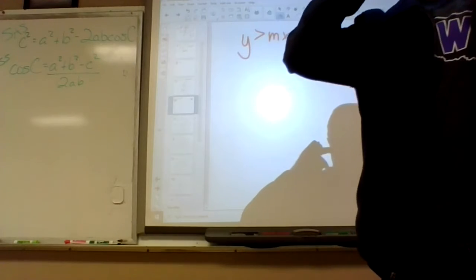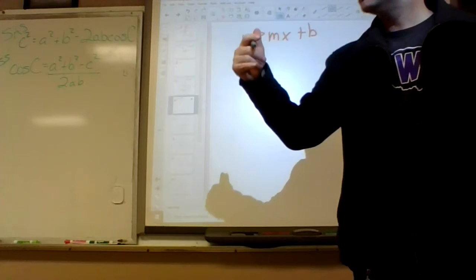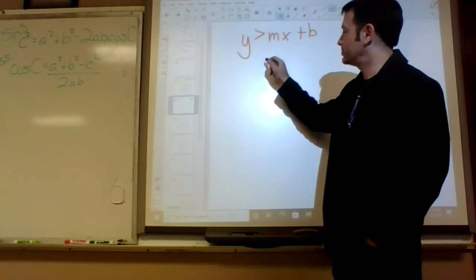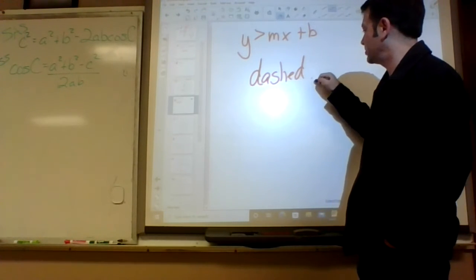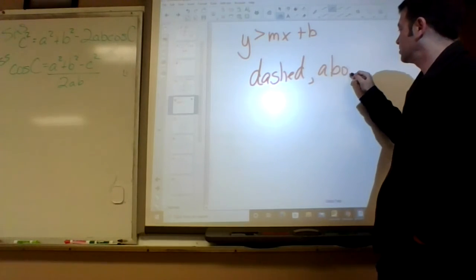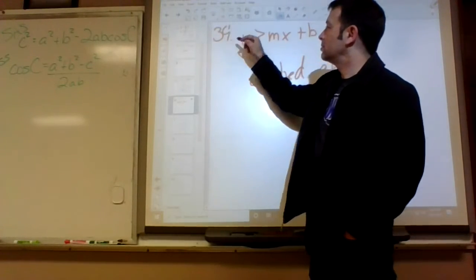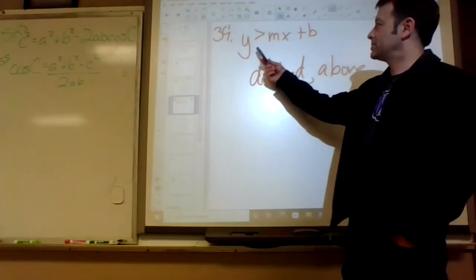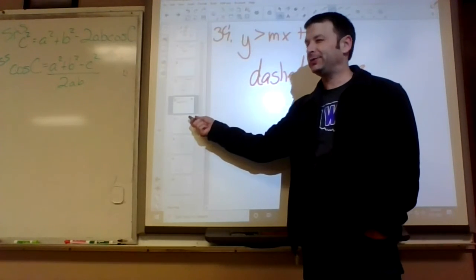So that's kind of what they're asking on 39. Is it solid or dashed, shaded above or below? Dashed, because there's no equal to. So the first answer is dashed. And would that be shaded above or below the line? Above. There's not really work to show, it's just the answer to the question.